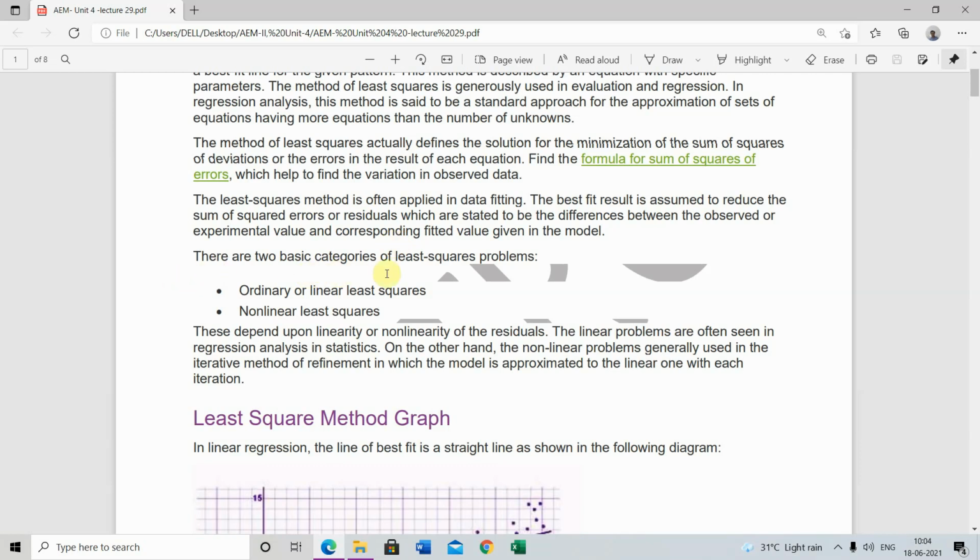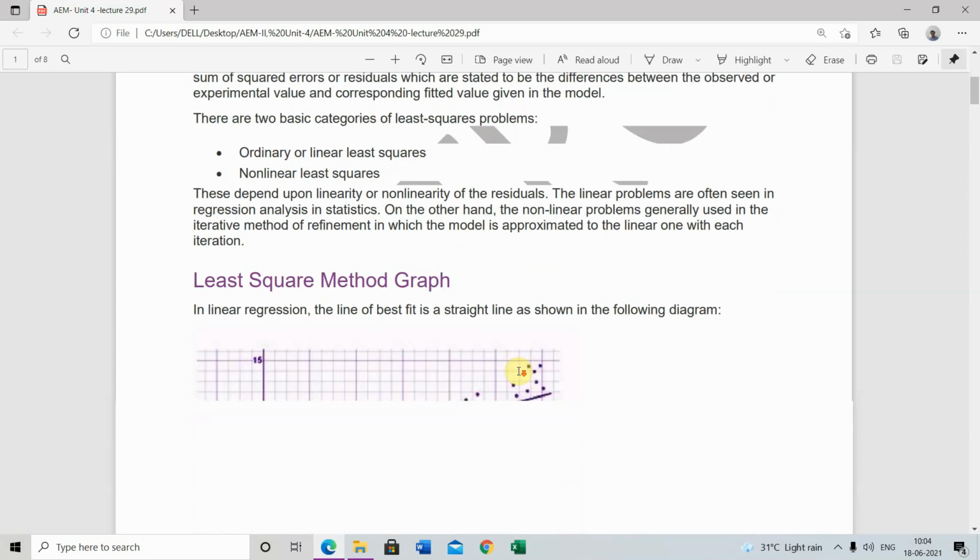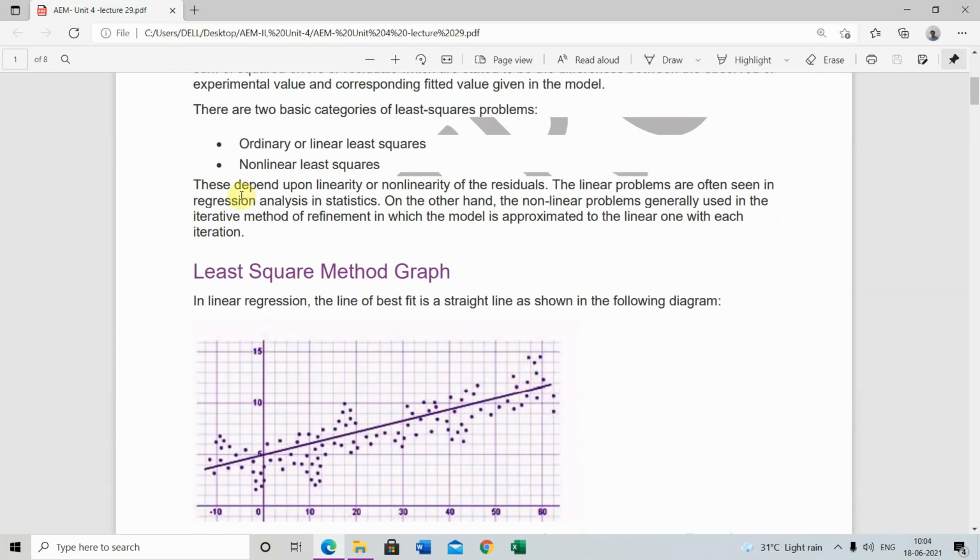There are two basic categories of least square problems: ordinary or linear least squares, and nonlinear least squares. These depend upon linearity or non-linearity of the residuals. The linear problems are often seen in regression analysis in statistics. On the other hand, the non-linear problem is generally used in the iterative methods of refinement, in which the model is approximated to the linear one with each iteration.